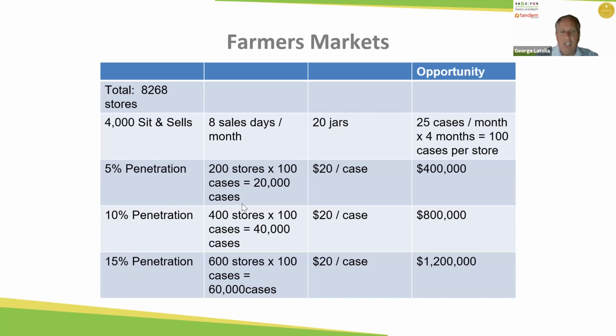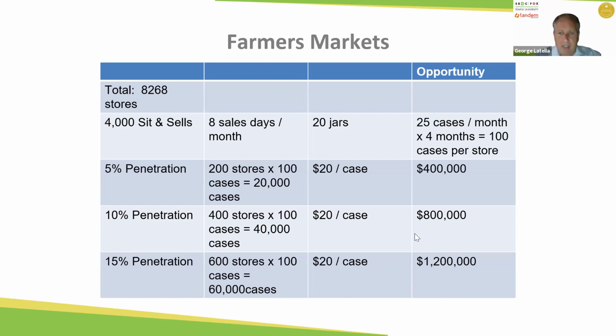Again, the only thing that changes here is the number of stores. It's still $20 a case, but if we sell 20 jars, that's 25 cases a month times 4 months, that's 100 cases per store, and if we get 5% of the farmers markets, the potential opportunity is $400,000. If we're able to get 15% penetration, the potential opportunity is 1.2 million. So they got really excited with this.